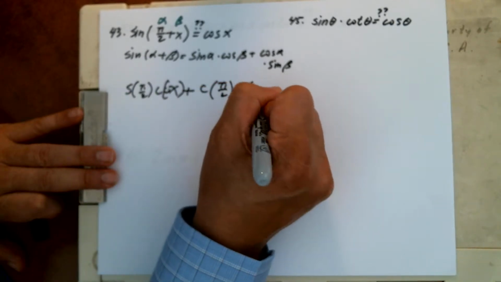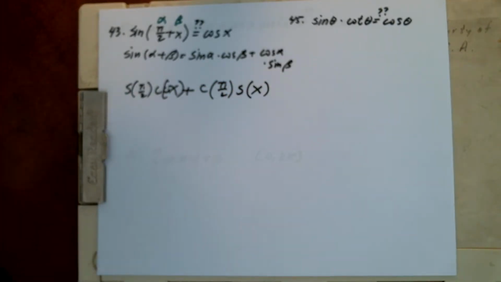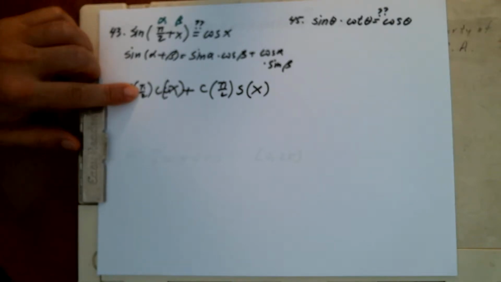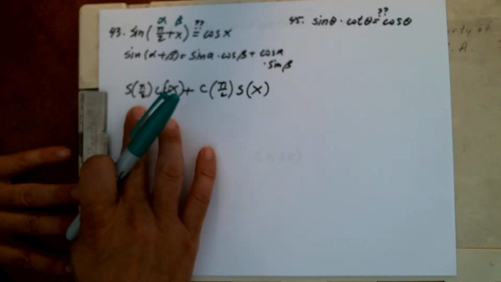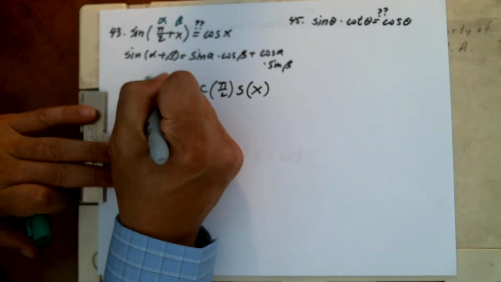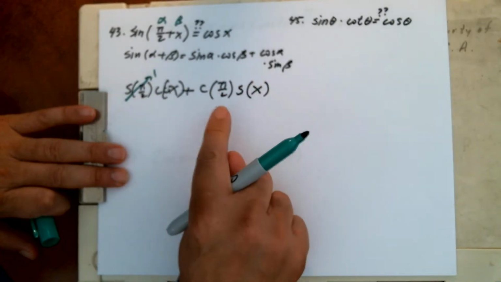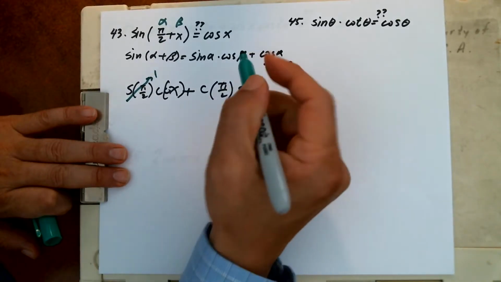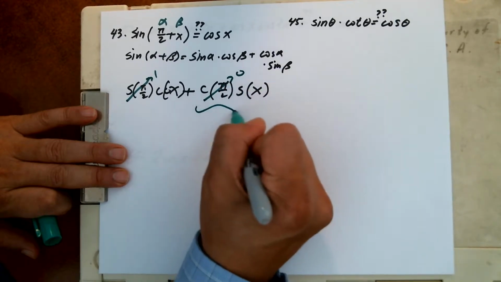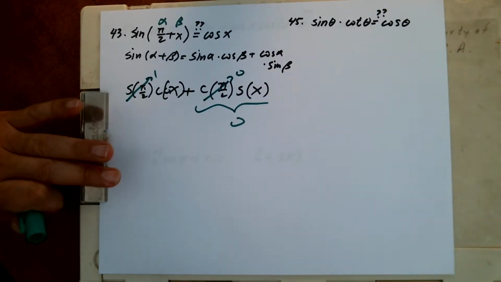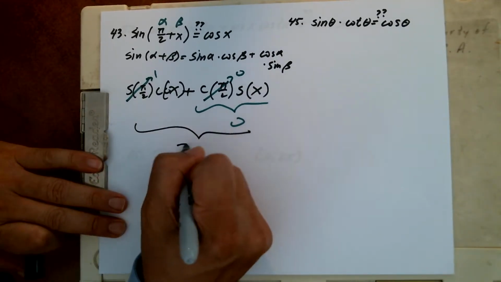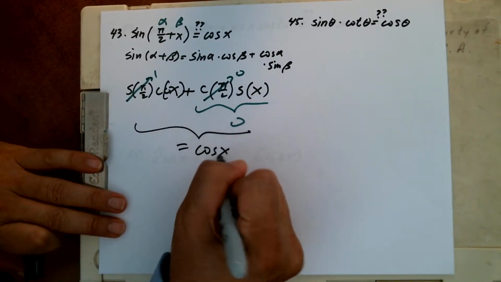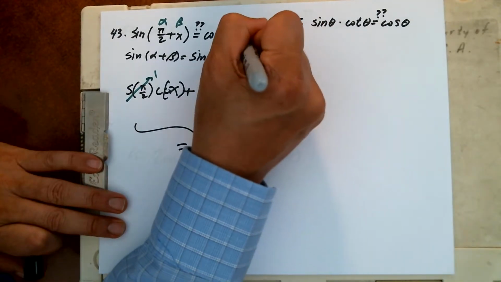We do know that at pi over 2, which is 90 degrees, the sine of that is going to turn out to be 1 right there. Meaning that the cosine of 90 degrees is going to turn out to be 0 right here. So this whole term turns out to be 0. So therefore, that equals cosine of x, which is located right there. Okay, check.